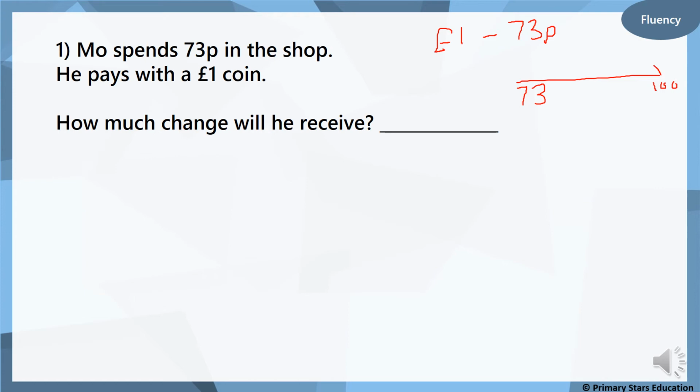So I could do 100 and then I might count 90 because that's 10. Then I might do another 10, which is 80. And then what's the jump? Let's go 80. I might do 5, take away 5, so that gives me 75. Okay, and what's my jump? What's the jump? 75 to 73. I need to jump 2. So that's 10, 20, 25, 26, 27. He would get 27 pence change.